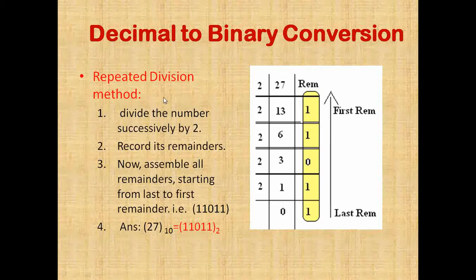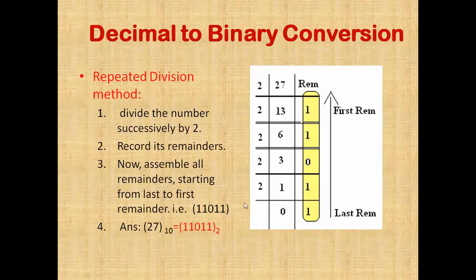Suppose we have to convert the number 27. We have to convert the number 27, given in the decimal number system, to its binary equivalent. So we have to convert from decimal to binary, and for this we will use the repeated division method. This method says divide the number successively by 2, then record its remainders. Now assemble all remainders starting from the last to the first remainder.